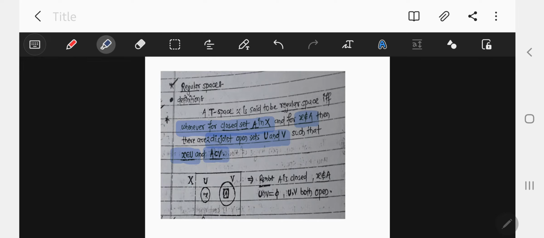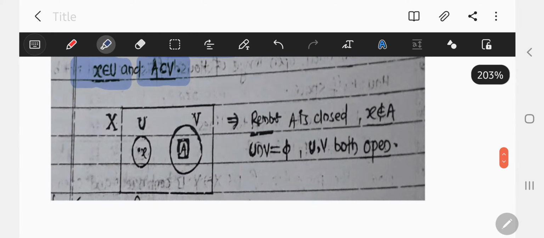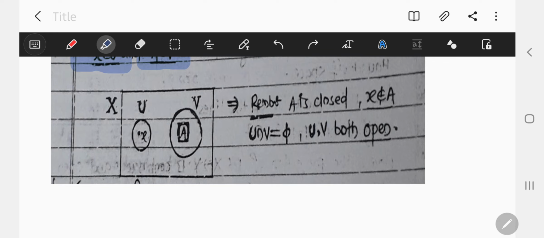Diagrammatically, in topological space X, there is a closed set A and a point x which does not belong to A. There exist two disjoint open sets U and V such that x belongs to U and A is a subset of V. This X is a regular space. For this regular space, we don't take 2 points, we take one closed set and 1 point which does not belong to that closed set.